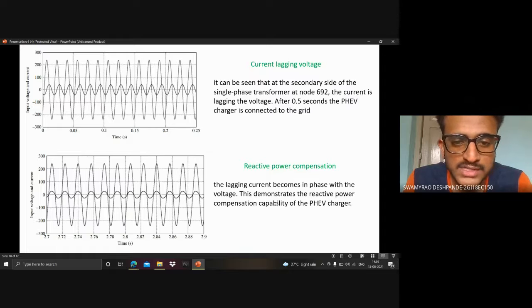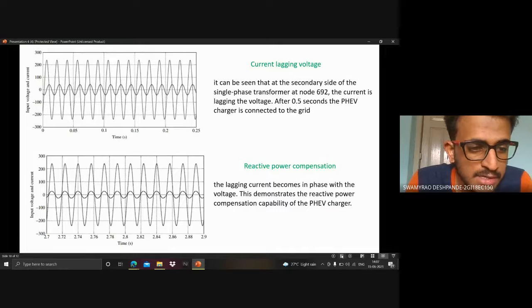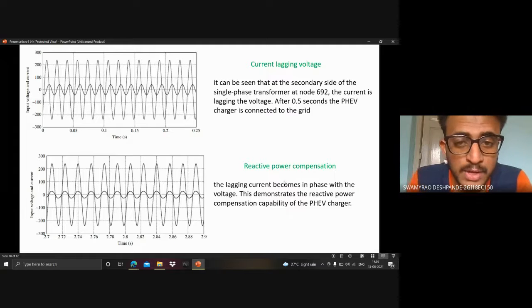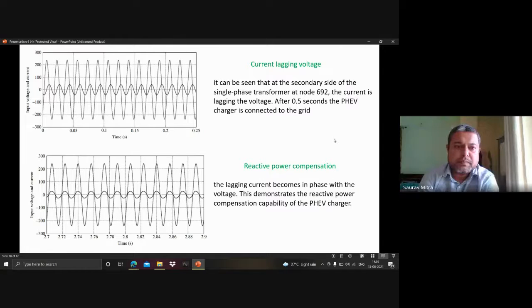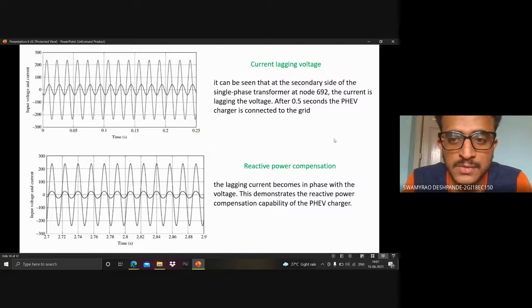The current is lagging the voltage, but as soon as the PHEV charger is connected, the current becomes in phase with the voltage, as shown in the next figure. That is the below figure, input voltage and current, same figure. The current which was lagging in the above figure is now in phase with the voltage, because the PHEV battery is connected, sir, according to the second figure. So this clearly explains the reactive power compensation capability of the PHEV battery chargers. So it's all about the case studies. Next slide.